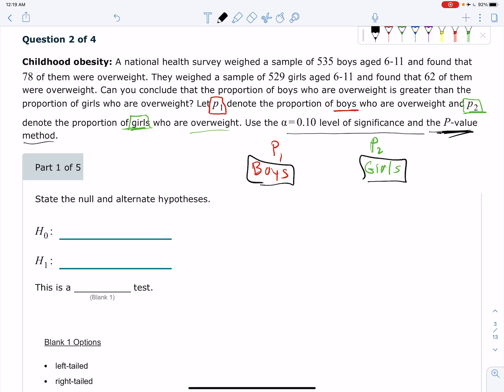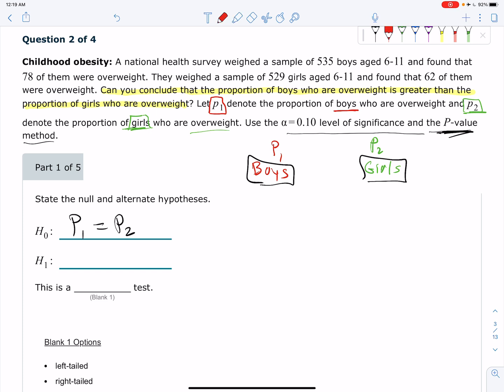What I also like to do is figure out what my alternate hypothesis is. I know that every time P sub 1 equals P sub 2, that's our assumption. But, you know, the alternate might be a less than, greater than, or not equal to, differs, right? So let's see if you can identify where that's going to come from. And here it is. Can you conclude that the proportion of boys who are overweight is greater than the proportion of girls who are overweight?